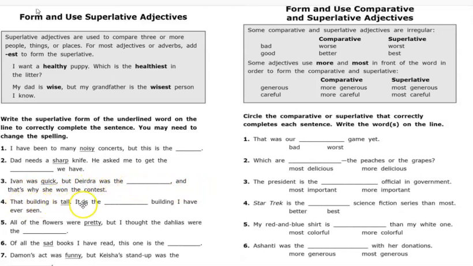That building is tall. It is the what building I have ever seen, taller or tallest building. All of the flowers were pretty, but I thought the dahlias were the prettiest, and it ends in a consonant Y. Of all the sad books I have read, this one is the saddest. Damon's act was funny, but Keisha's stand-up was the funniest, and that's not on here. And from here, you need to pick which word fits in the sentence, and it gives you choices. Up here are these gray boxes. It goes over what I just taught in the lesson.